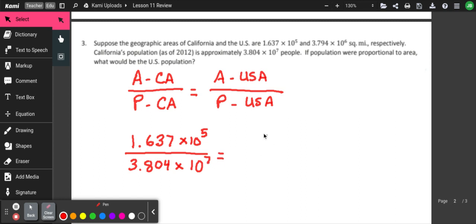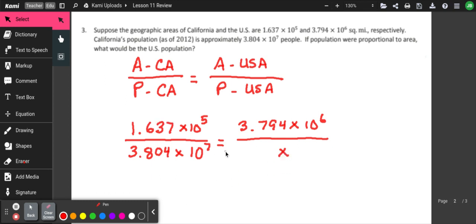And that has to be equal to the area of the United States, which is given to us as 3.794 times 10 to the 6th power, over top of the United States population, which we don't know. Now, I really probably shouldn't use X, but I'm going to. That's okay. I'm not worried about it right now.